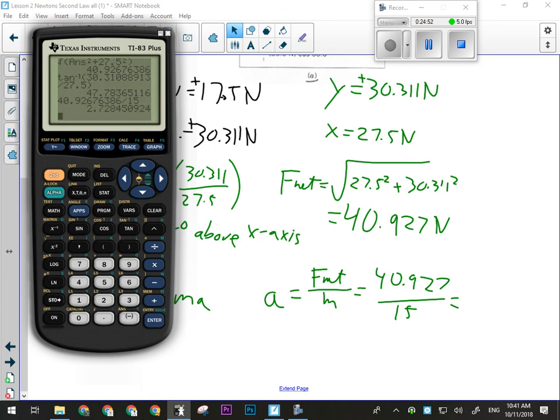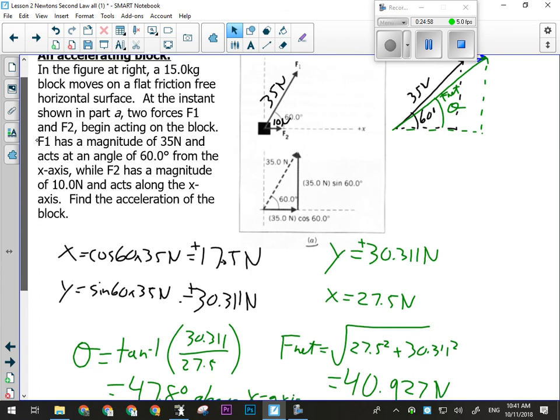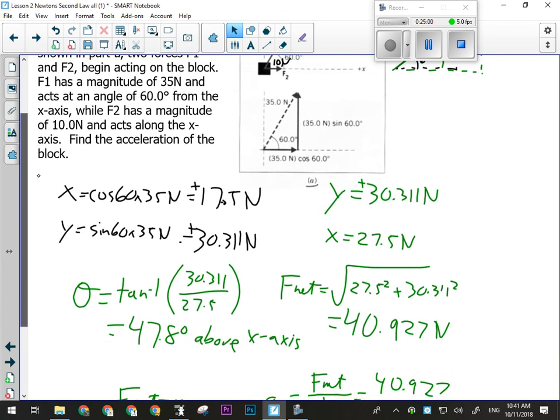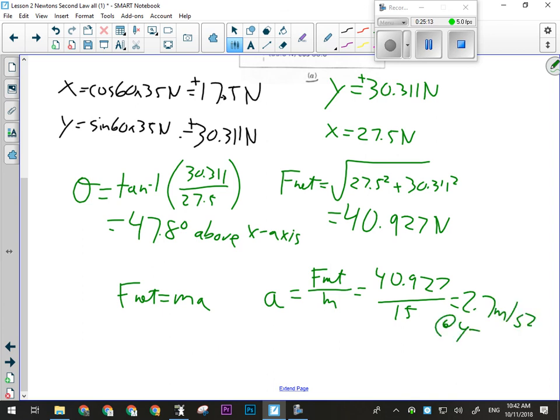All right, so our acceleration is, what do we have, two significant figures there? 3 significant, no, 2. The 35 is only 2. Okay, so we're looking at 2.7 meters per second squared at 48 degrees above the x-axis.